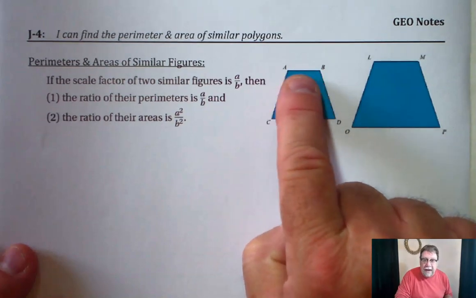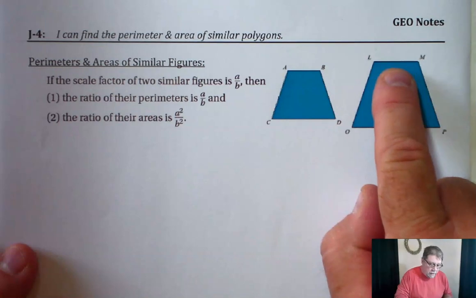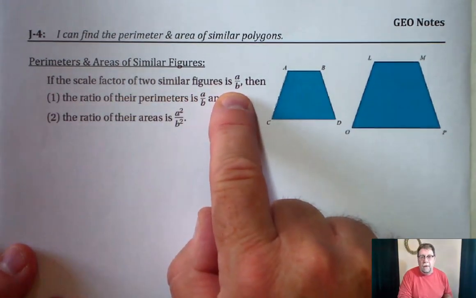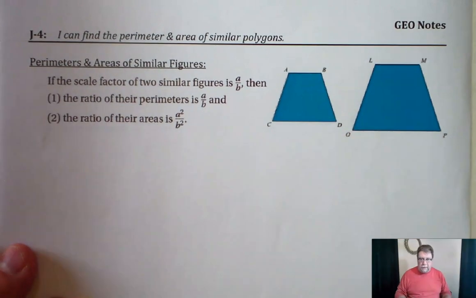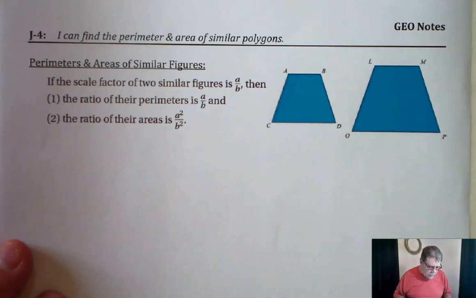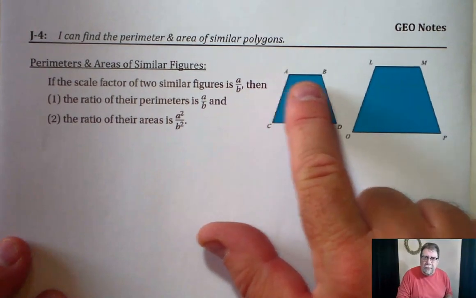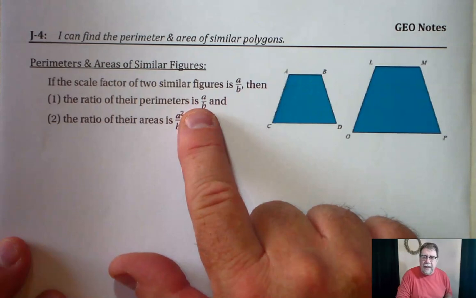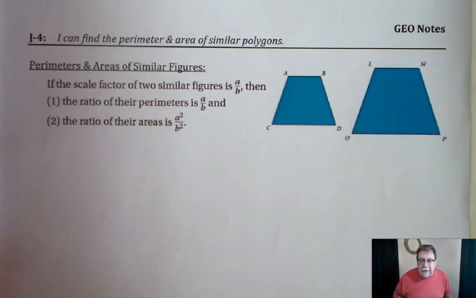If the length of one side is A and the length of the corresponding side is B, then the scale factor is A over B, or you could say B over A, depending on which one you want to compare to the other one. So the ratio of the perimeters is A over B, but if we're dealing with area, A over B is not going to be the ratio you want to work with.